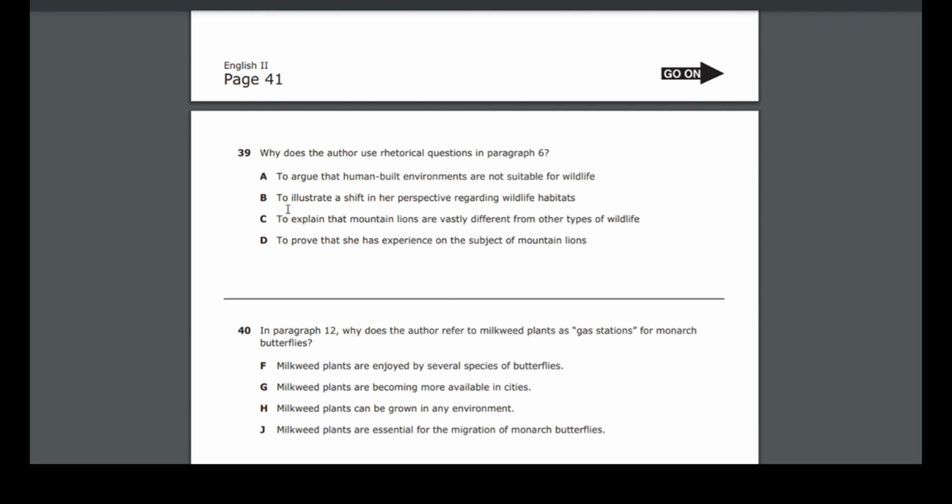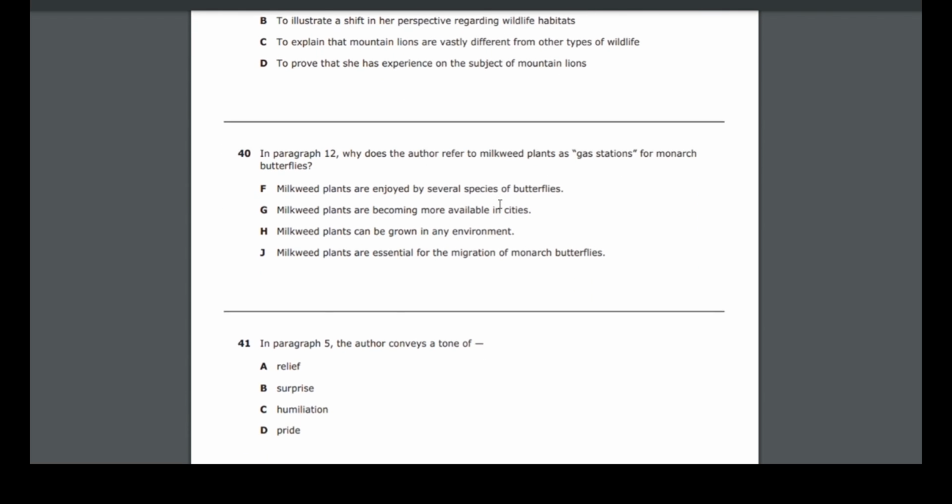And then we see that the closest one to this is a shift in her perspective regarding wildlife habitats. So if a mountain lion finds that it's okay for them to live in the middle of this urban population, who am I to tell them no? Okay.